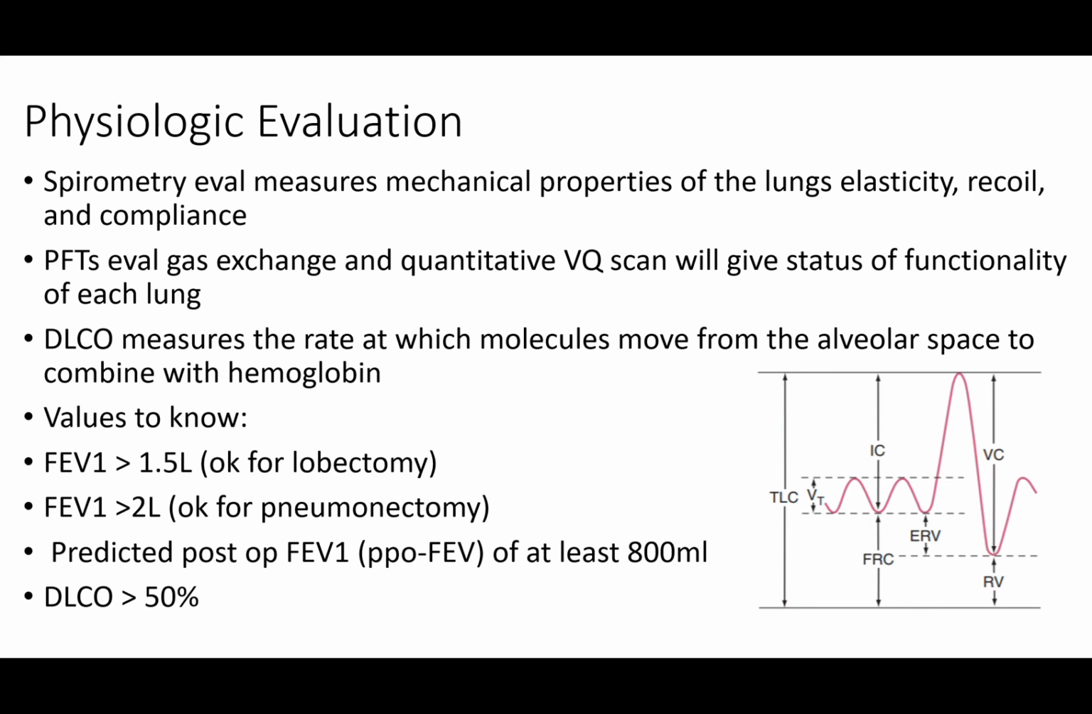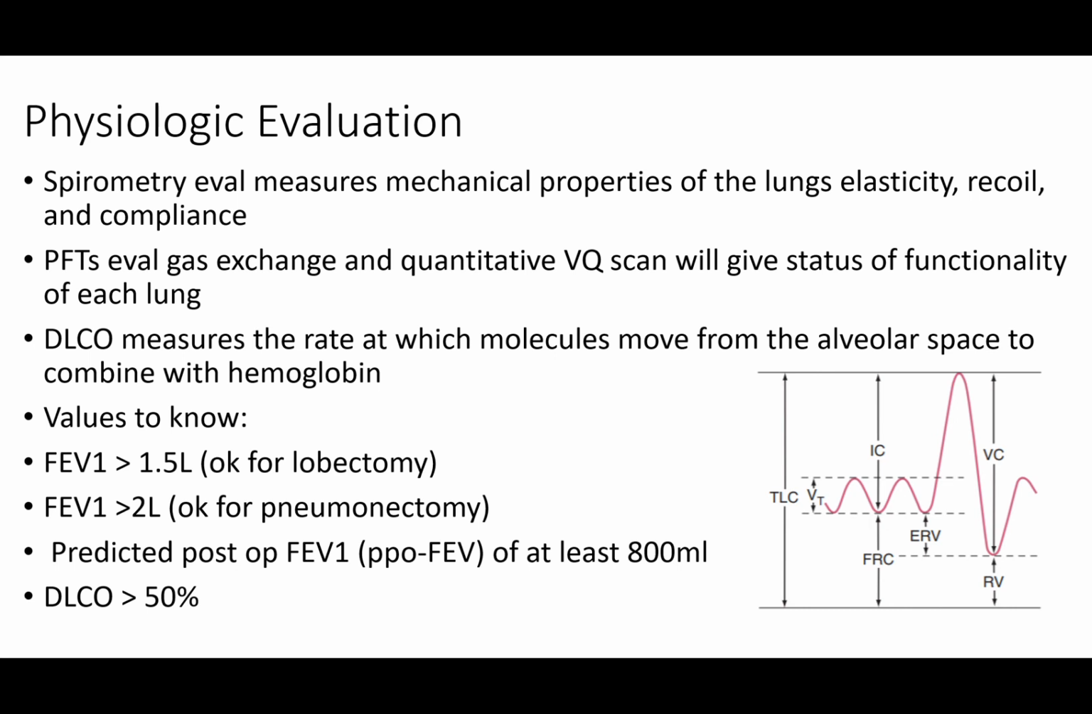DLCO is the diffusion lung capacity, so it's how much, at which rate the molecules move from the alveolar space to combine with hemoglobin. It takes the difference between inspiration and expiration and looks at some values there at the diffusion of carbon monoxide.